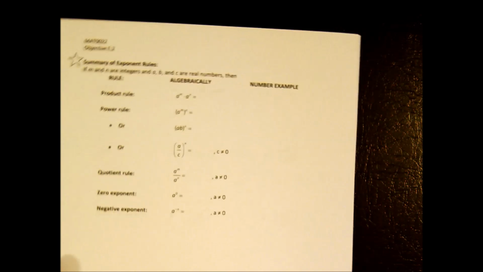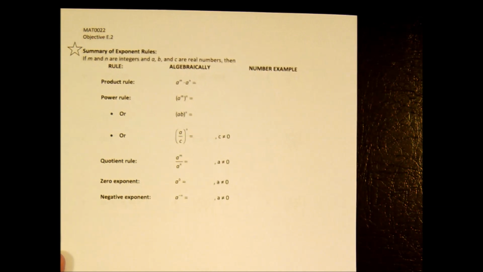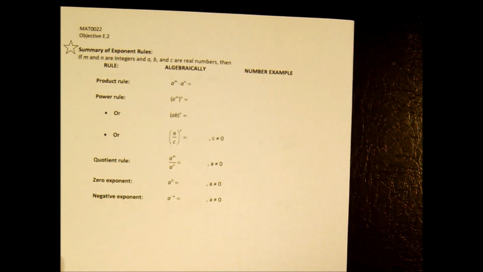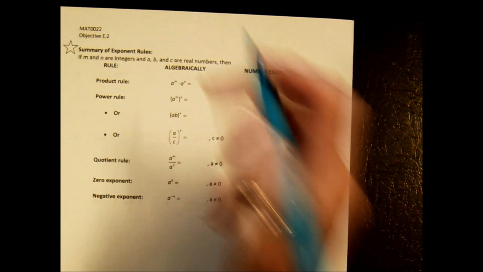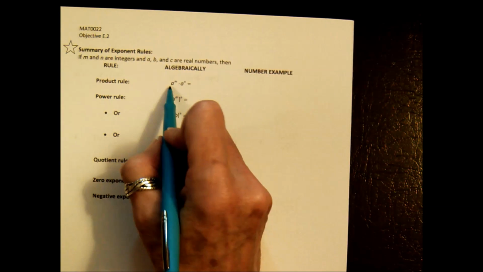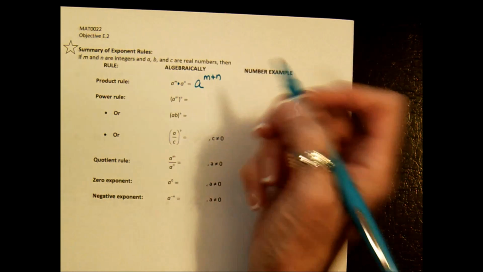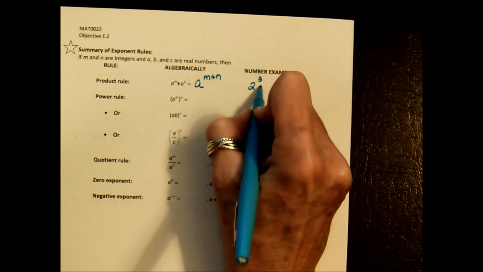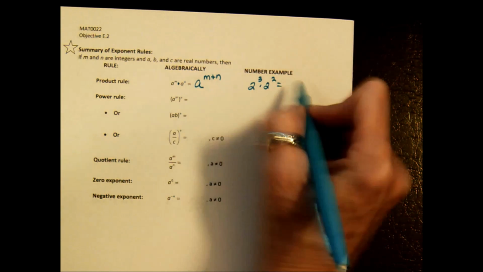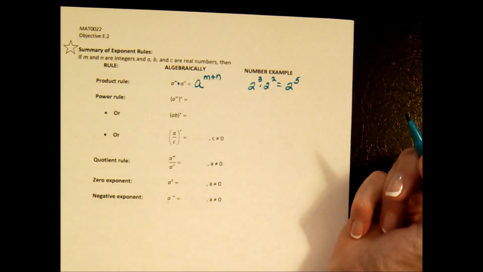Let's do a quick review of the rules, both positive and negative, that we've had so far. I have them written here. We'll complete them and then we'll do some number examples. So on this first one, product rule. Two bases being multiplied, you keep the base, you add the exponents. So for example, 2 cubed times 2 squared is 2 to the 5th power.